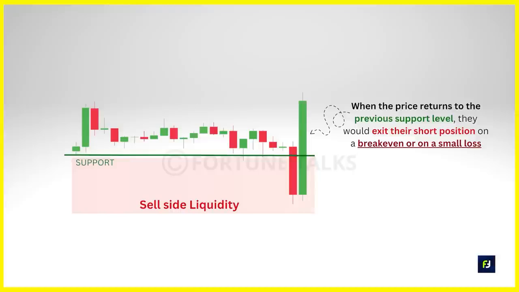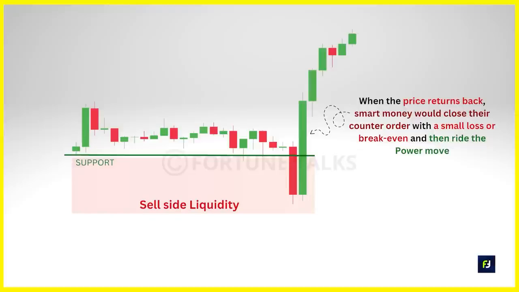And as you can guess, these institutions won't take such unnecessary positions and losses unless they want to make a much bigger gain. So keep in mind that usually when the price comes back to the manipulation zone, smart money would close their counter order with a small loss or break even. As they mitigate their position, these are the best places to take a trade and make some profits by following the footprints of the smart money.